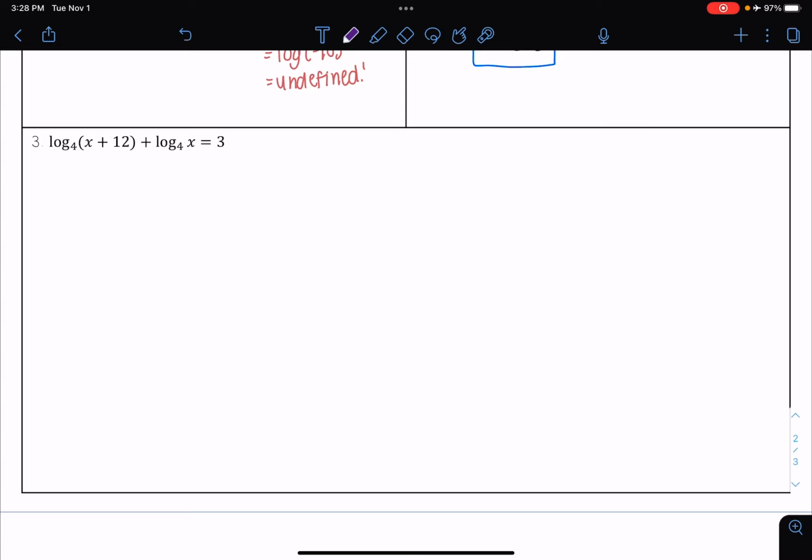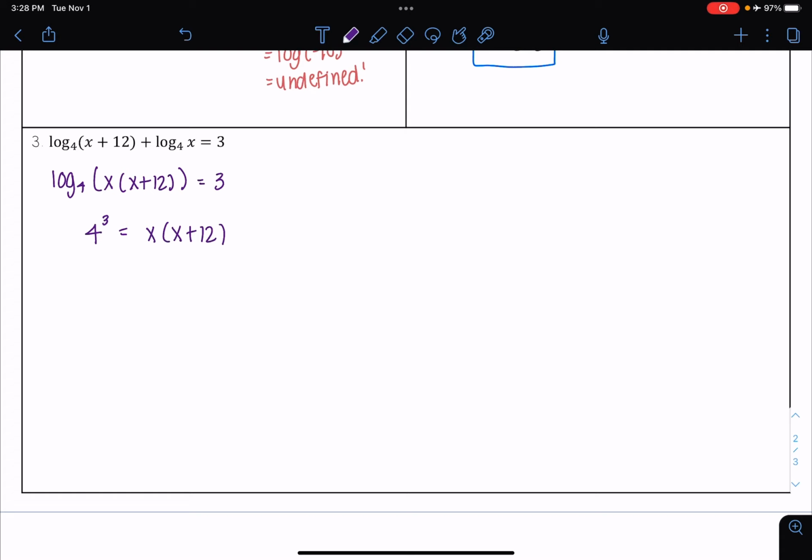I want to combine these logs, and so this is the product property again, so that means I'm going to be multiplying those together. So I have log base 4 of x times x plus 12 is equal to 3. And now I'm going to go ahead and rewrite this in exponential form. And when I rewrite this in exponential form, my base of 4 stays the same. What's equal to is my exponent, so it's going to be 4 cubed is equal to what's inside the log, which is x times x plus 12.